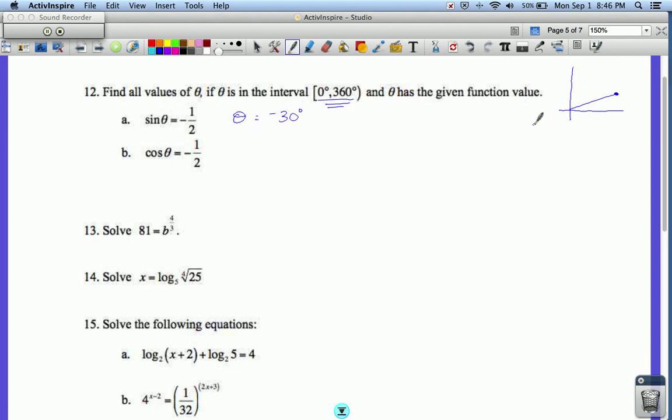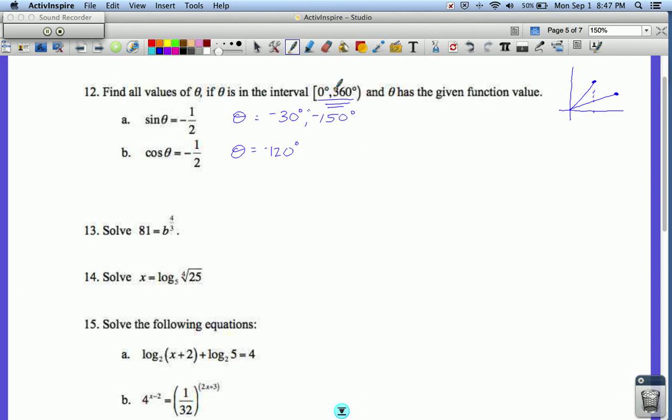And also in the third quadrant at -150. Cosine takes on values of a half. Well, cosine is my x. That happens up here at 60 degrees. Right? So where is it -1/2? That's the second and third quadrant. So 60 degrees away from -180 is -120.